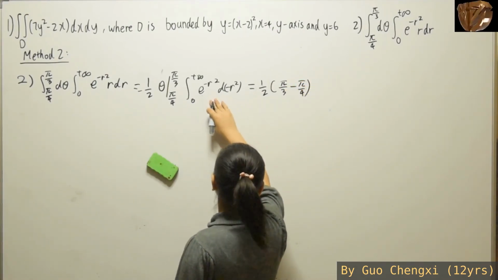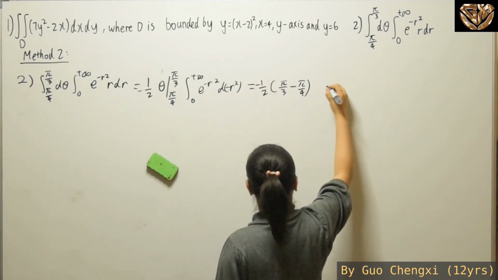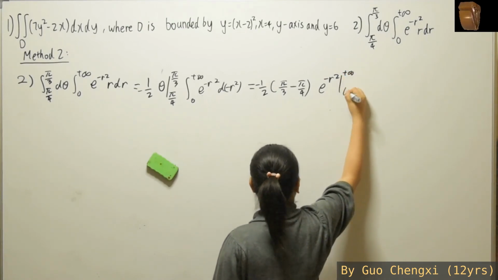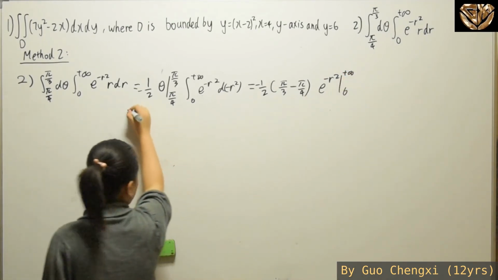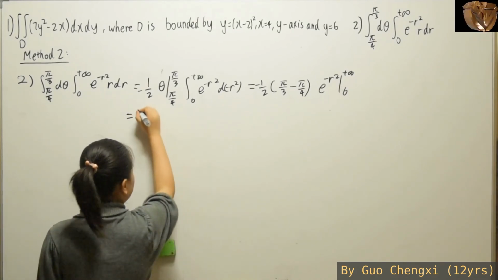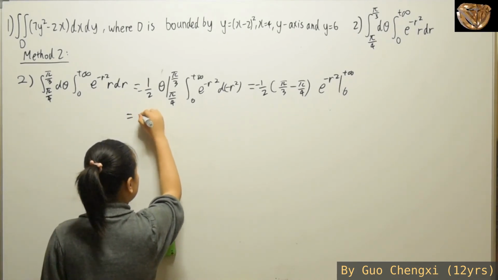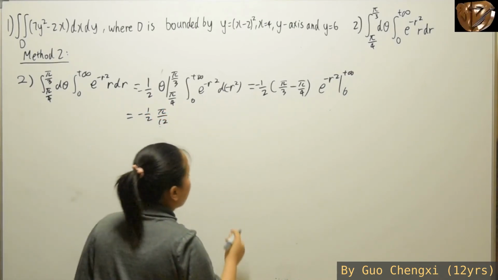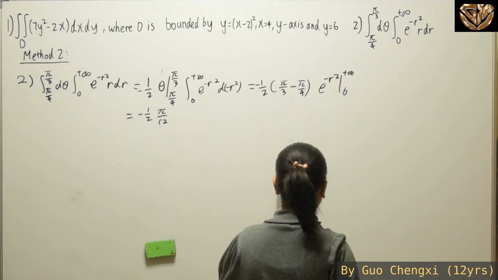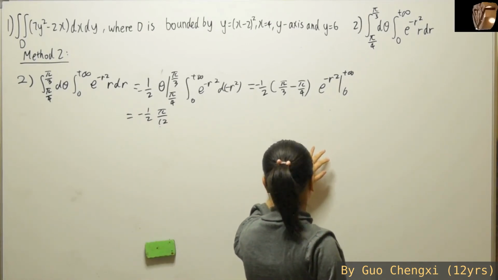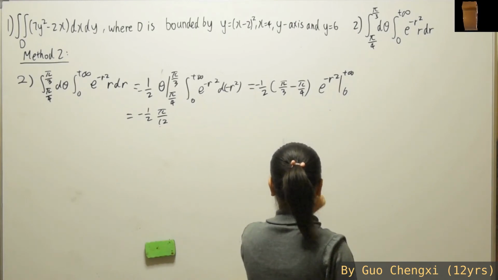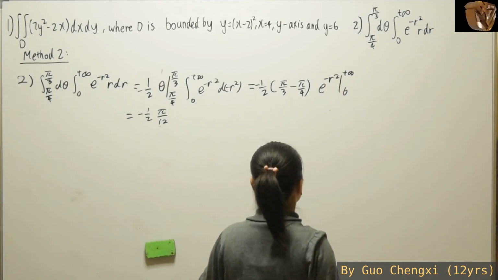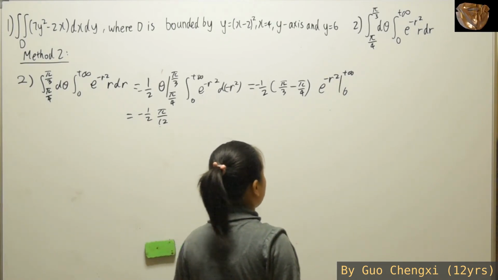Then when you integrate for this part, what you're going to get is e to the power of negative r squared from positive infinity to 0. So apparently pi over 3 minus pi over 4 is pi over 12, and here for this part, if you substitute the positive infinity inside, you get a 0 because there's a negative in the power, so this will be 1 over infinity, which will become 0.